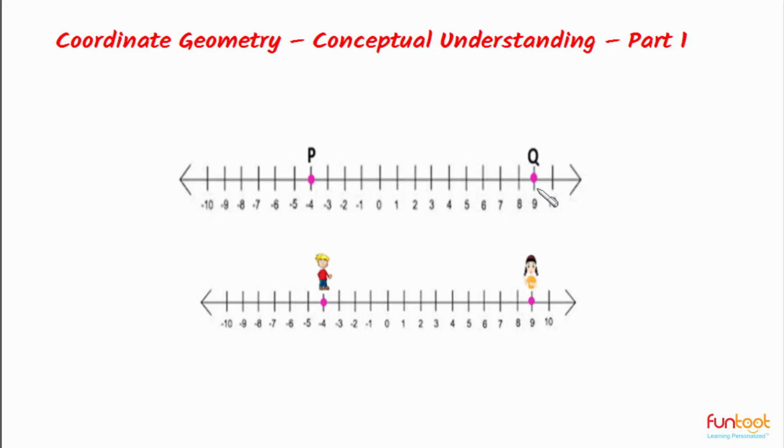Now let's see the application of one dimension in real life. Here, in place of point P and point Q, we have a girl and a boy standing. How will you represent their positions now? Well, we will say at -4 a boy is standing and at 9 a girl is standing.